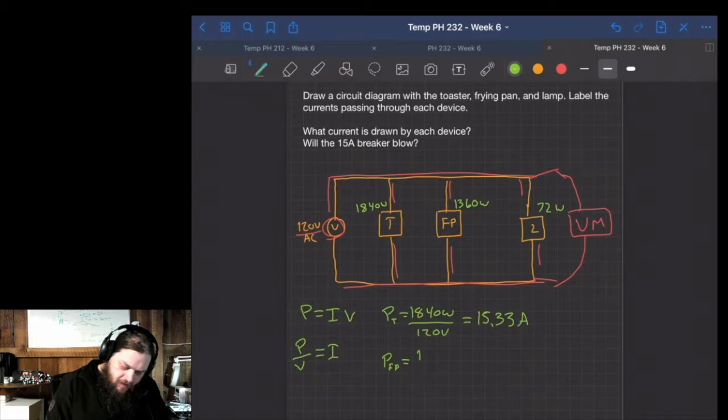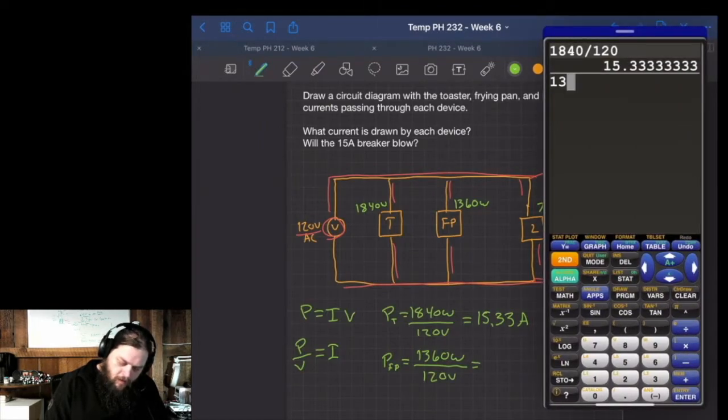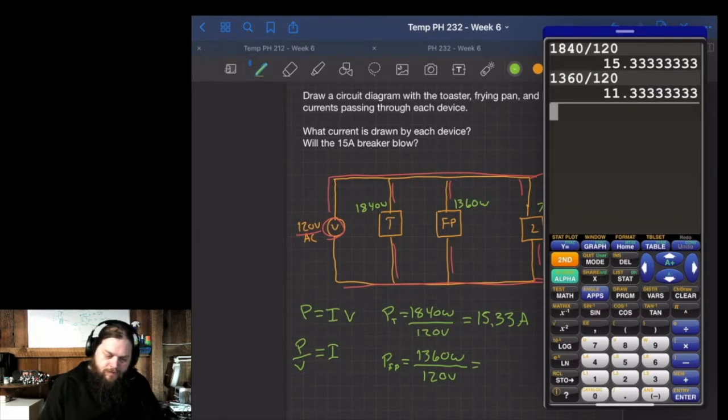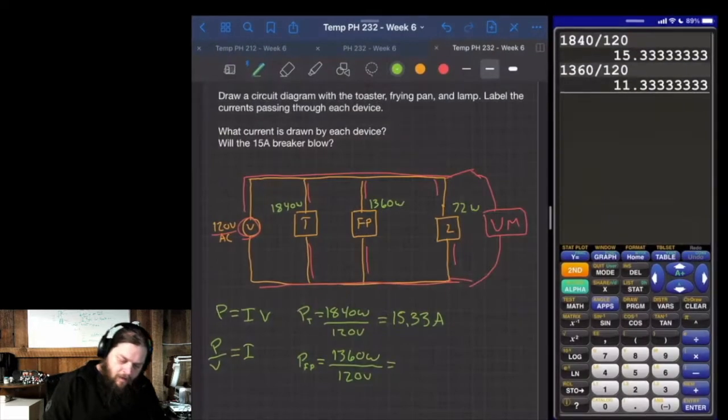Looking at the power of the frying pan, well, that's equal to 1360 watts. We're going to divide that by 120 volts. And that's going to equal 1360 divided by 120. It's 11.33 amps.